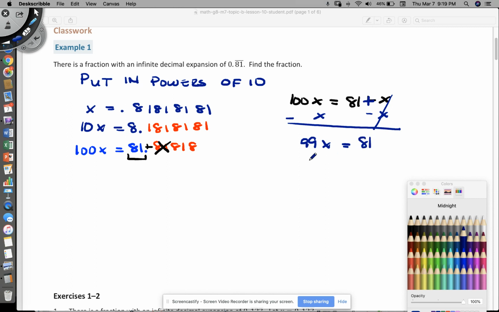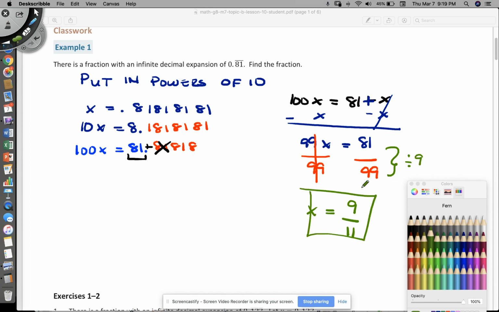x equals 81. We now want to divide by 99. And that cancels. Now this here, I can simplify. So x equals 9/11, dividing both of these by 9. And that's it. There's your fraction of 0.81 repeat.